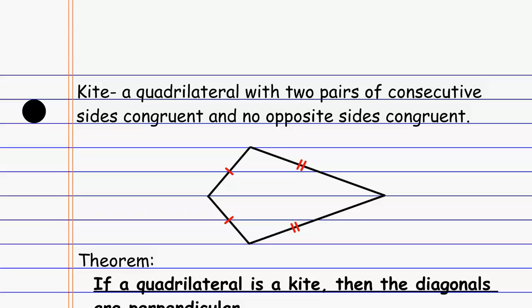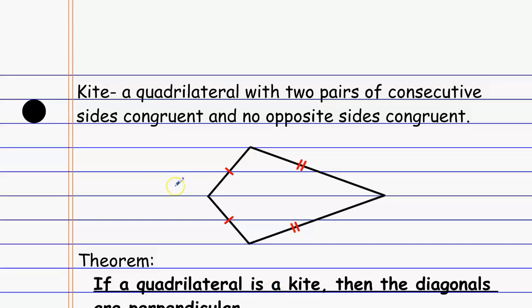Okay, so if the consecutive sides were congruent and opposite sides were congruent, I wouldn't have a kite anymore. I'd have a rhombus. All right, I'd be back to a rhombus at that point. So we have to put that restriction in there of saying no opposite sides can be congruent. So the consecutive sides are congruent, but opposite sides are not congruent. And so this is what a kite looks like.